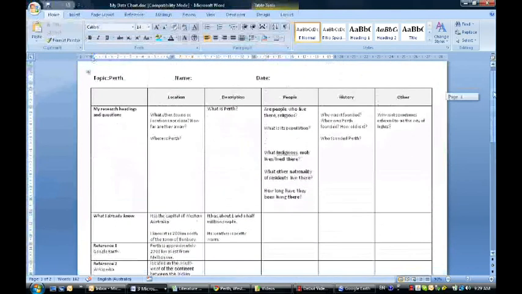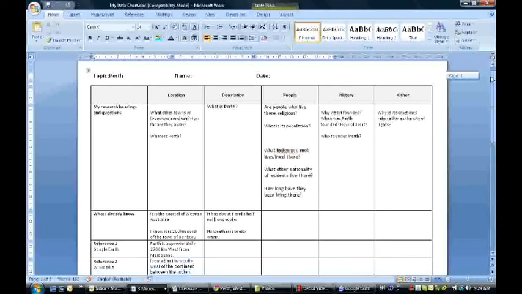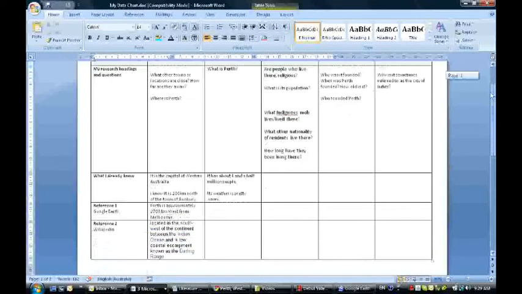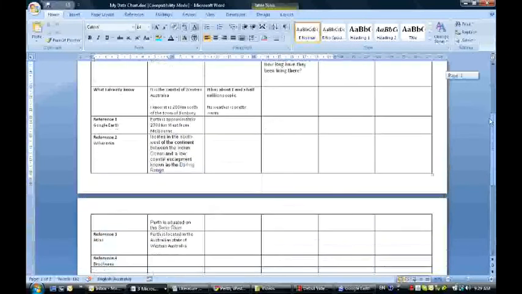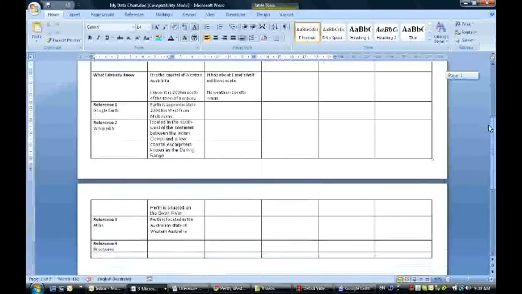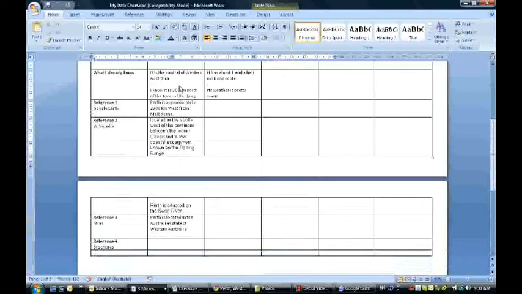So remember, my example was Perth, and I have these different areas of information that are going to form different paragraphs. Today we'll be making the location paragraph. So in order to create that paragraph, I'm going to have to access the information that I've organised in the location column. So the first thing to do is go down to all the information I have collected.